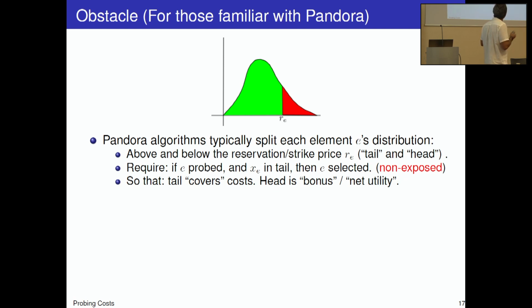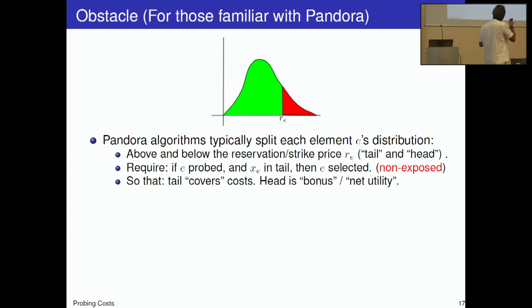Pandora's box type algorithms usually look at each element's reward distribution and split it into two parts. I'm going to call them the head in green here and the tail in red. The red part, the tail, is calibrated just so that its expected value exactly covers the cost of probing the element. So the tail pays for exploration. The head is the bonus you get on top of that, the additional utility beyond exploration.